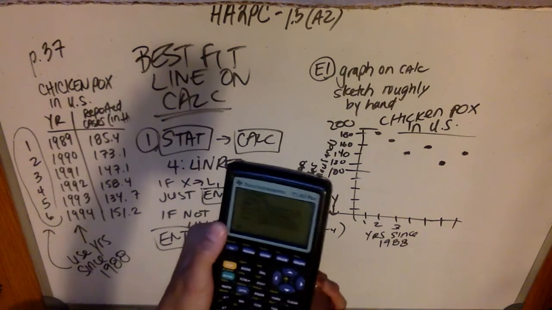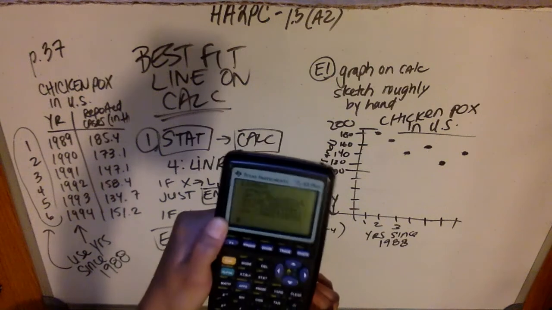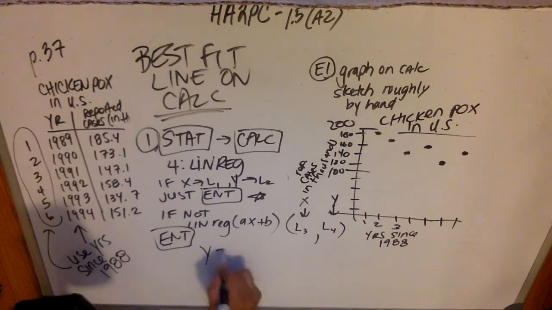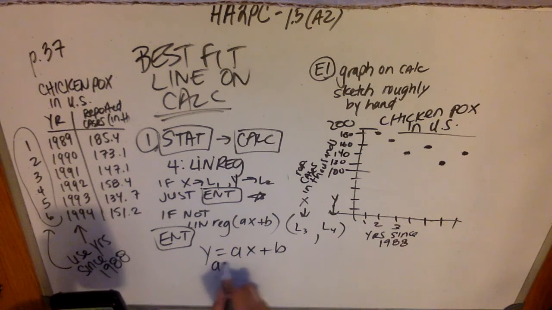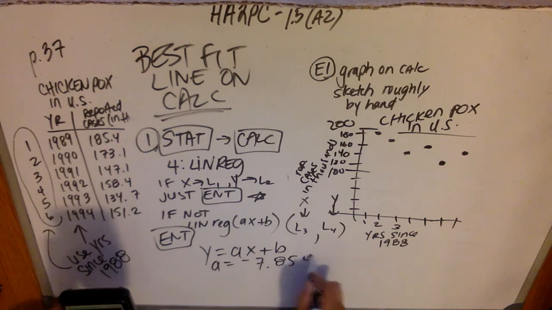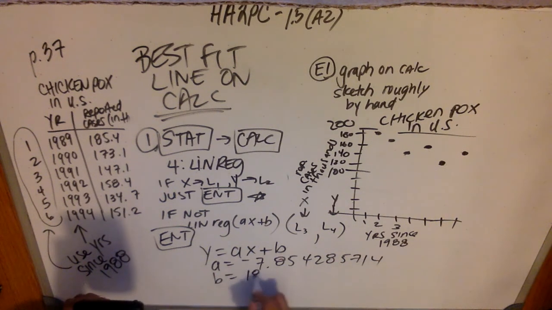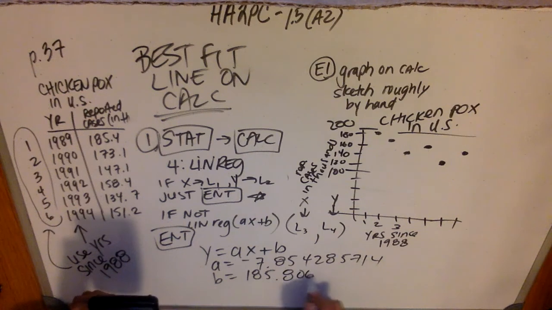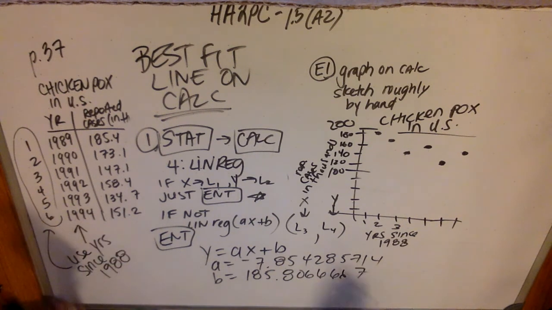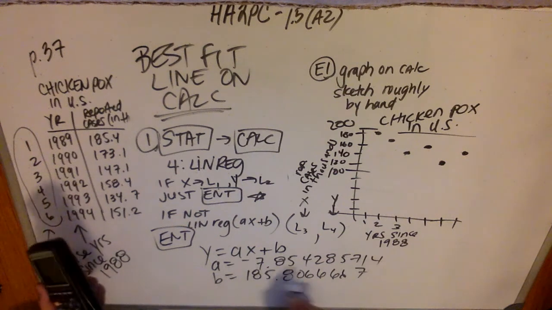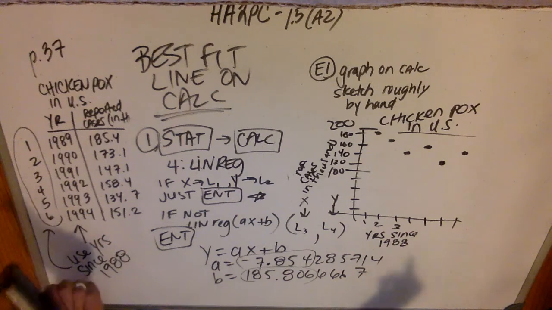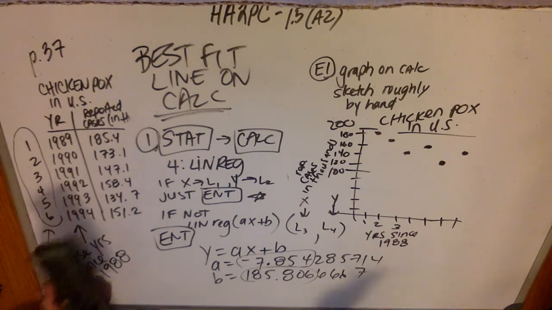Now, some of you might get something that doesn't have the R values there, and we'll talk about those R values in a sec. But what comes up is something that says y equals ax plus b, and then they tell you what a is, negative 7.854285714, great, and they tell you that b is 185.8066667, great. So if you were writing this equation, you'd probably use up to the thousandths place in both cases. So you'd get y equals negative 7.854x plus 185.806 or 807, depending if you round or truncate for your b, right? And you can put that in your calculator.